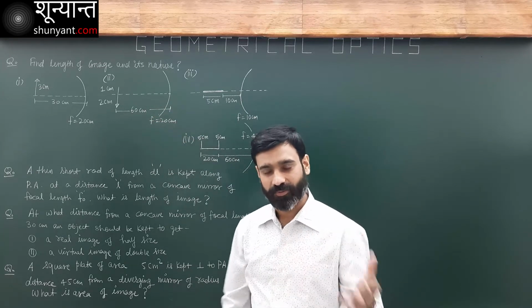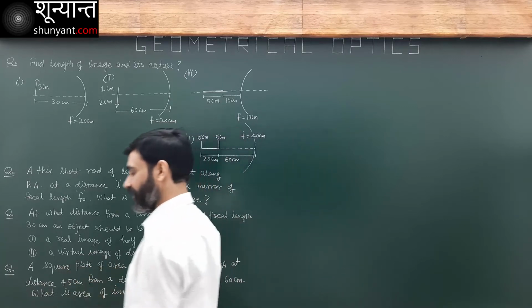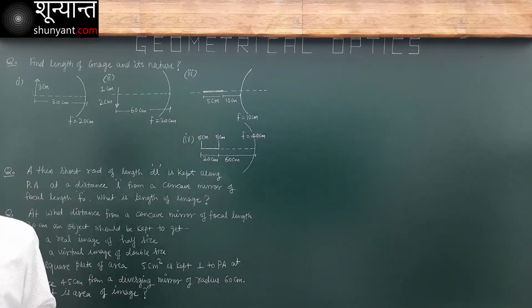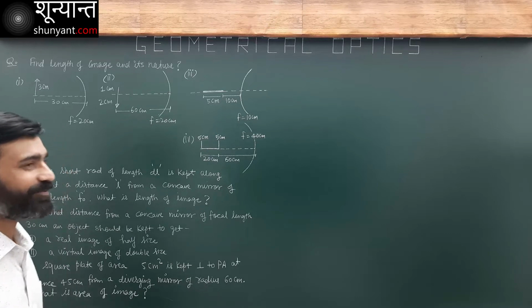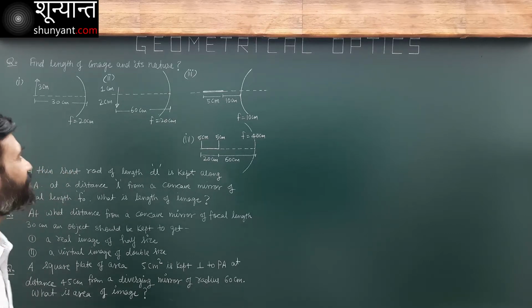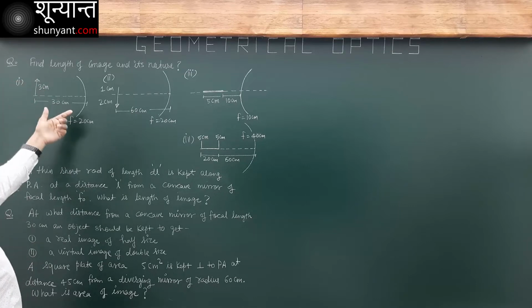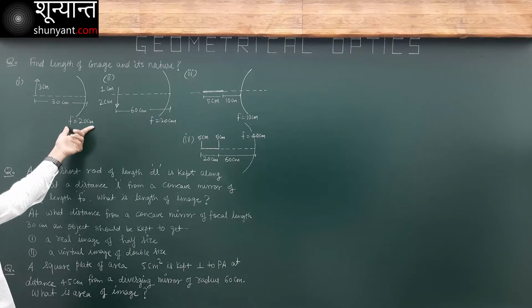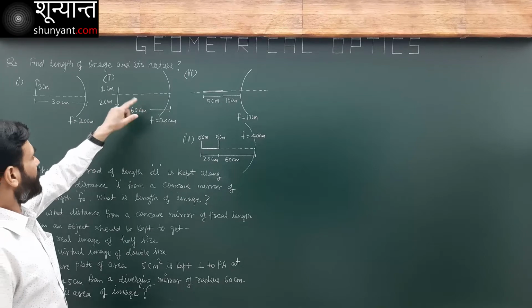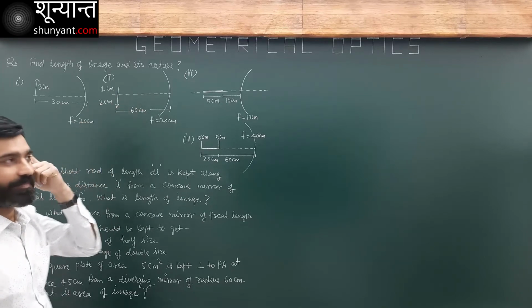Length of image, height of image, meaning the same thing. Height is also a length, so you don't have to be confused. I have this object of 3 centimeter. It is kept at a distance of 30, with the focal length given.